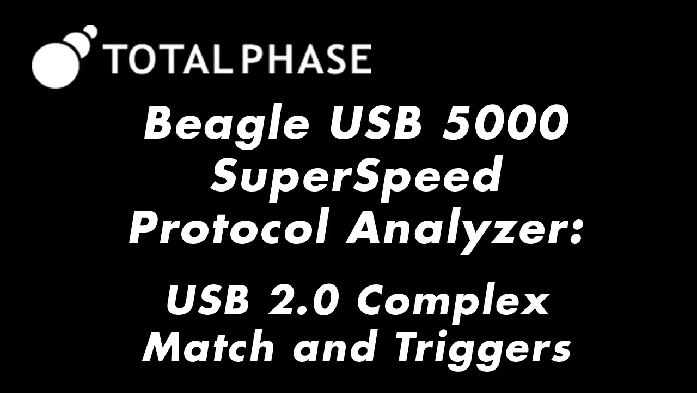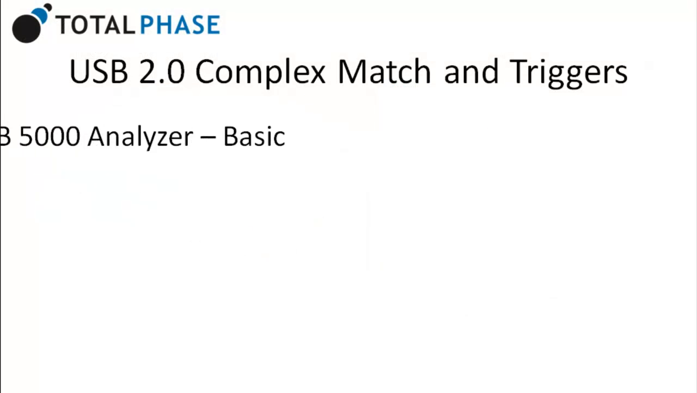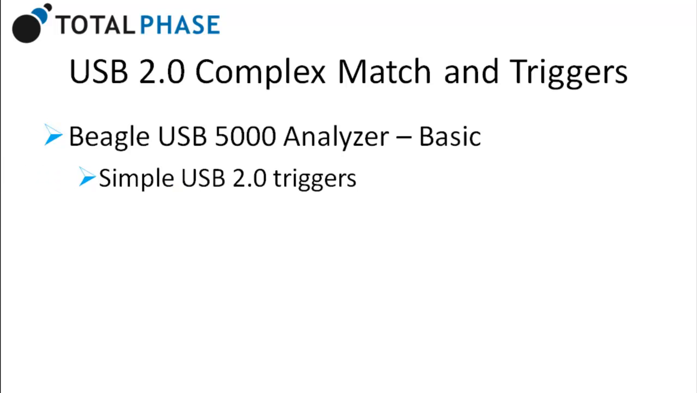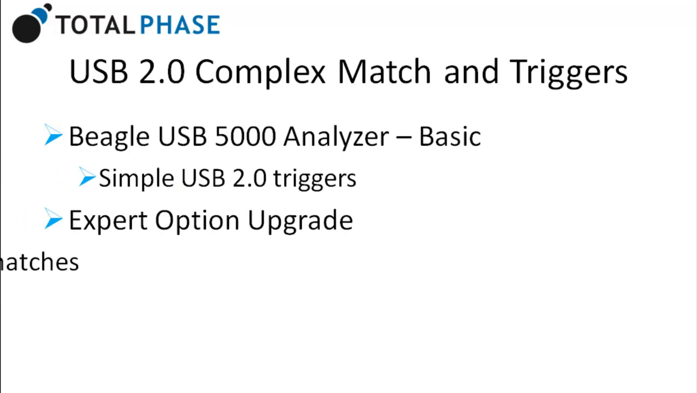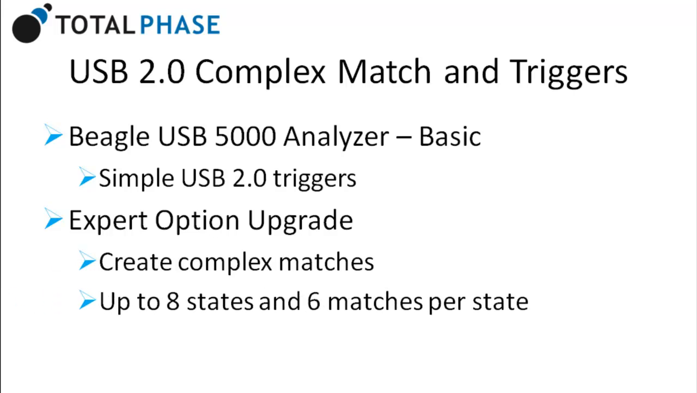In this short video, we will learn how to set a complex USB 2.0 trigger on the Beagle USB 5000 SuperSpeed Protocol Analyzer. The basic Beagle USB 5000 analyzer includes simple USB 2.0 triggers. With the Expert option upgrade, users can create complex matches with up to 8 states and 6 matches per state to trigger a USB 2.0 capture.